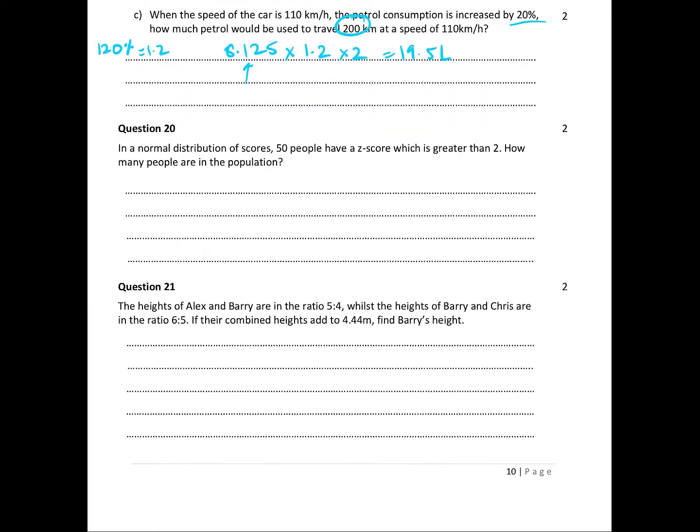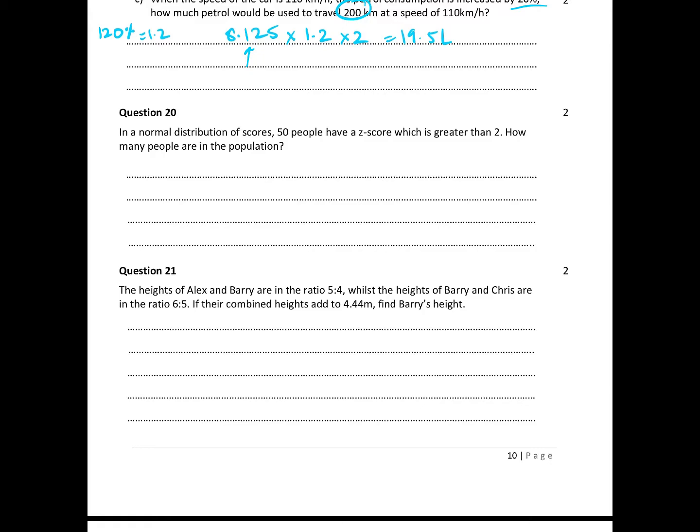Question 20. In a normal distribution of scores, 50 people have a z-score which is greater than 2. How many people are in this population? So, drawing out your little normal distribution curve, if that's your mean, 1, 2, it's asking for a z-score greater than 2. So just write these out in terms of z-scores. That means I only am concerned with this section here, everything from 2 onwards. It's not limited between 2 and 3, from 2 and onwards.